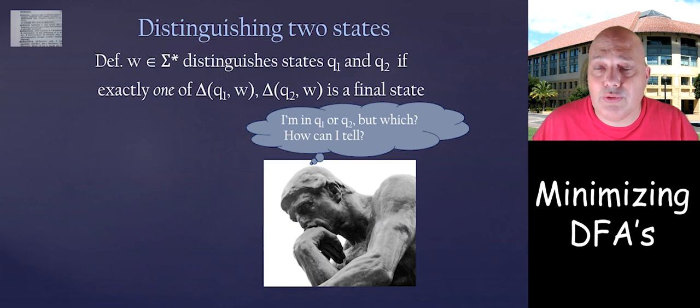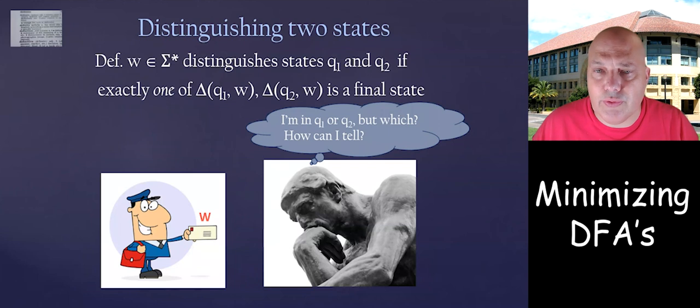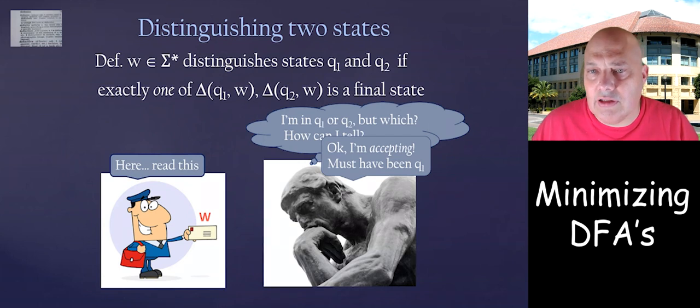W allows you to tell if you're in Q1 or in Q2. So if you read W and you see if you're accepting or rejecting, you know which state it's going to be. The state that leads you to accept, for example.